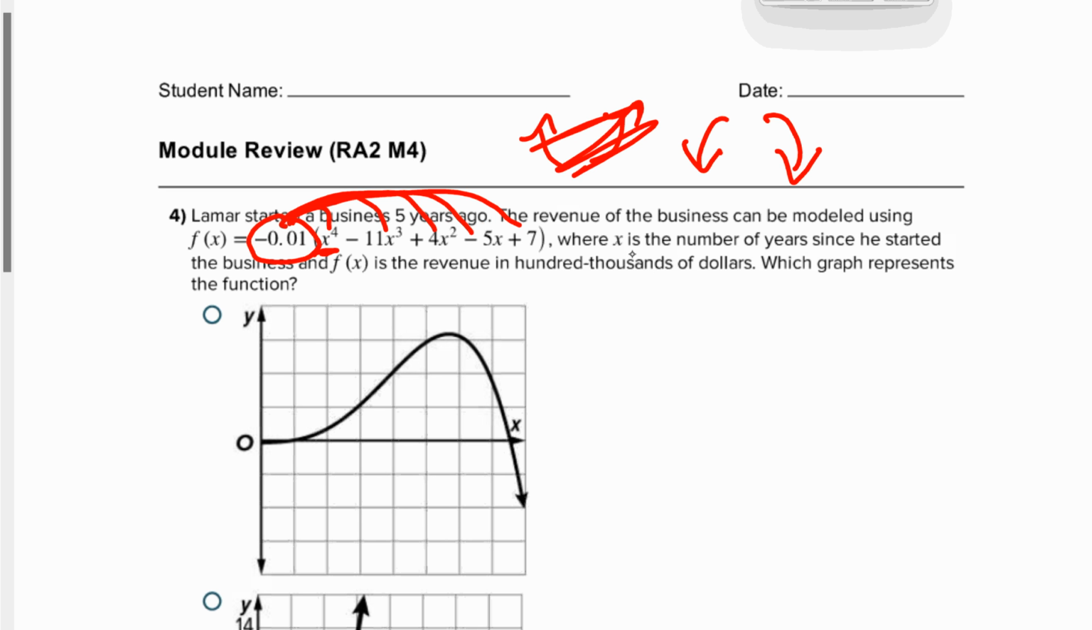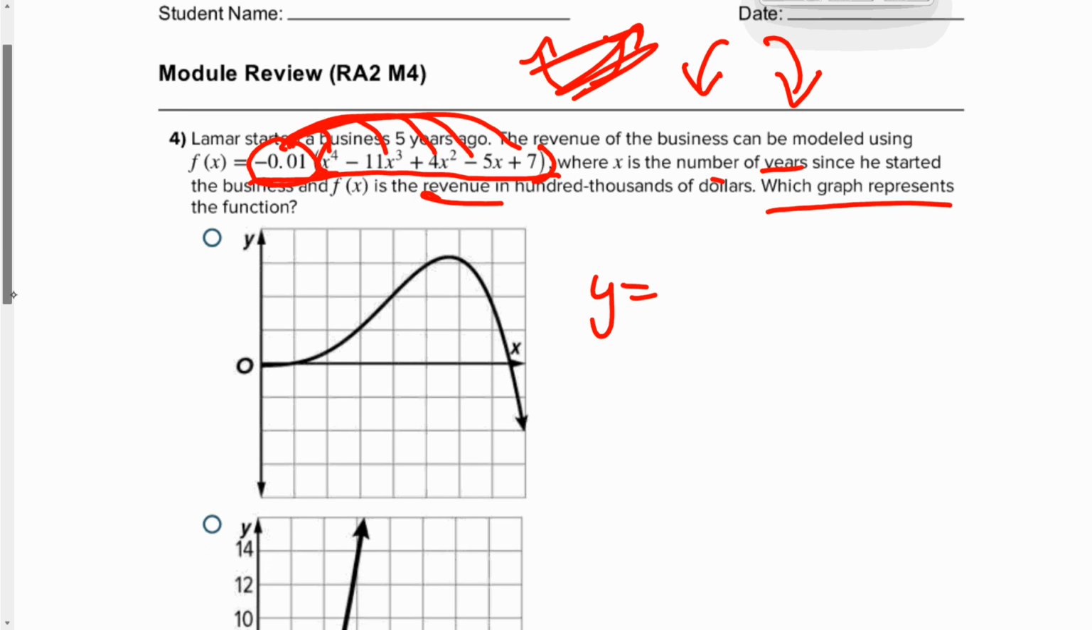And so we want to know where is x, the number of years since he started the business. F of x is the revenue in thousands of dollars, and so our x is years. Which graph? We go to y equals and we could plug this in just like this. Just make sure you have this parenthesis here and this parenthesis here. Okay, and then we kind of compare.